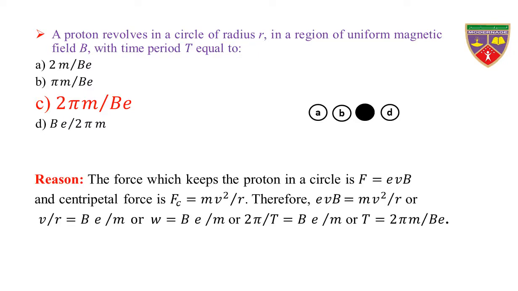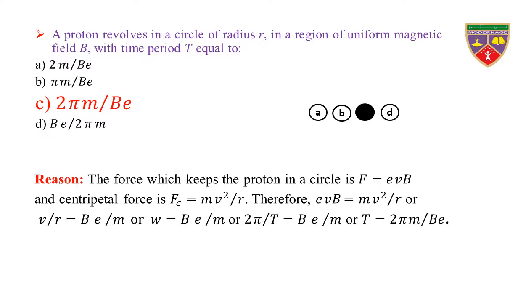Reason: the force which keeps the proton in a circle is F = evB, and the centripetal force is Fc = mv² divided by r. This magnetic force is equal to the centripetal force. Therefore, the proton revolves in the circle. Therefore, we can write evB = mv² divided by r.